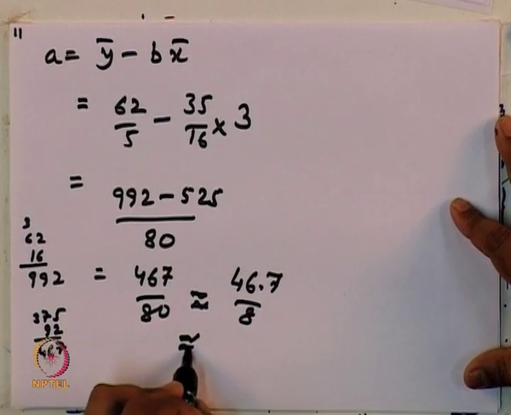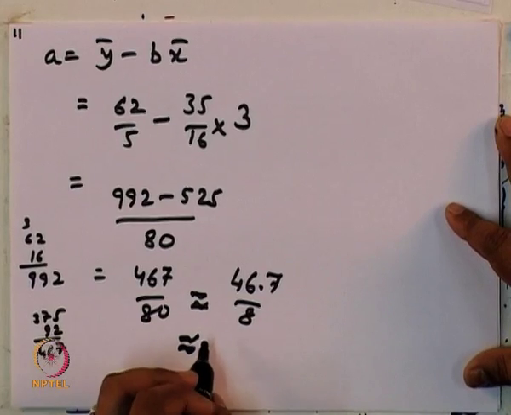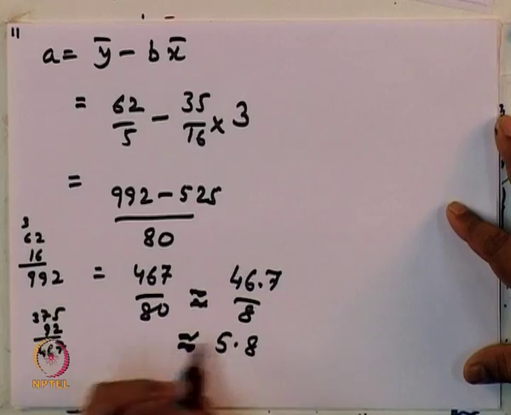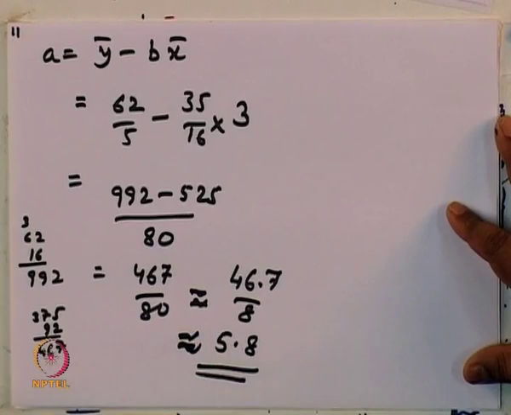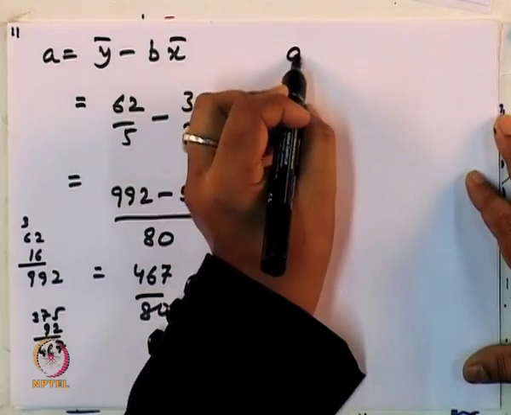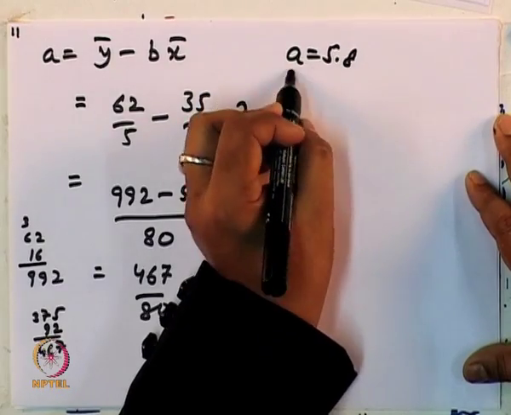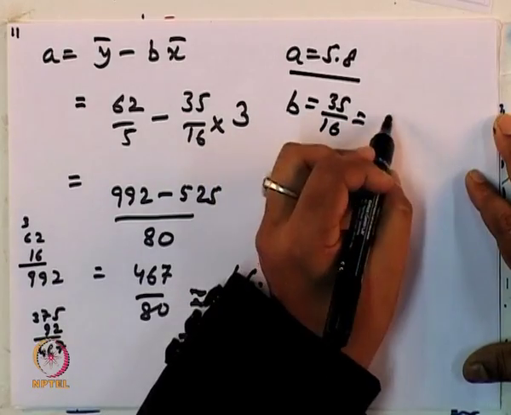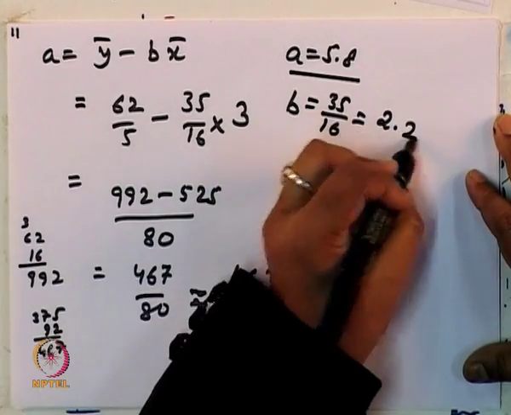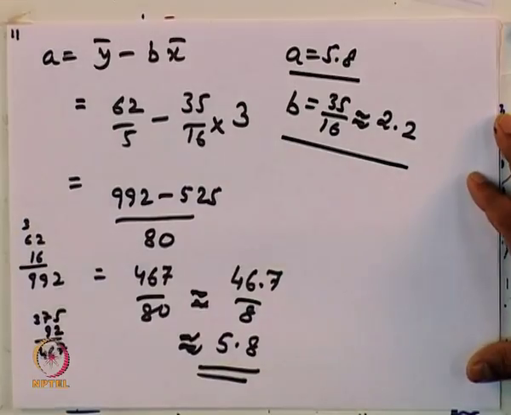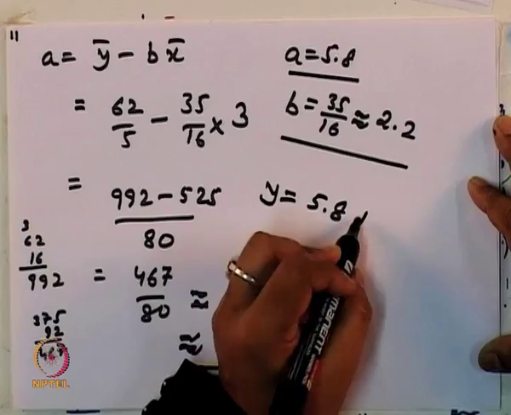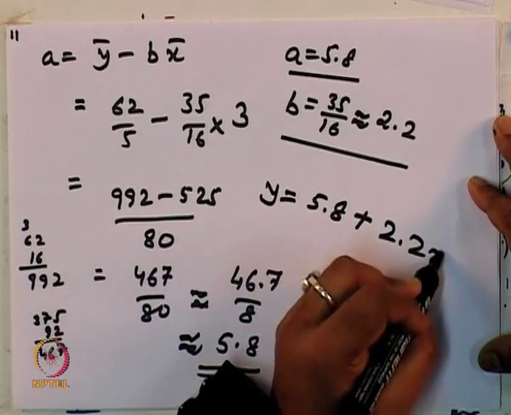That is approximately 5.8. So, A becomes 5.8 and B becomes 35 by 16, which is approximately 2.2. So, your final expression becomes 5.8 plus 2.2 x.